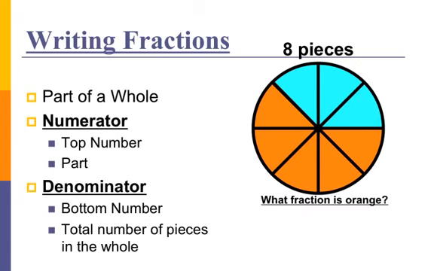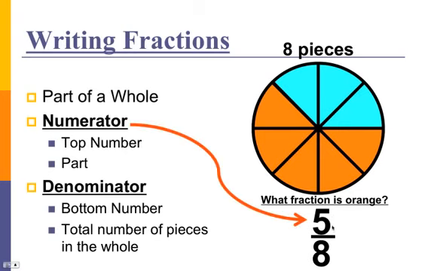How about what fraction is orange? Well, I've got 8 total pieces. I've got 1, 2, 3, 4, 5 orange pieces. So that fraction is going to be 5/8. I've got 5 orange pieces. That's my numerator because that's what I'm talking about, the orange. 5 orange pieces. And my denominator is 8 because there's 8 total pieces in my whole.